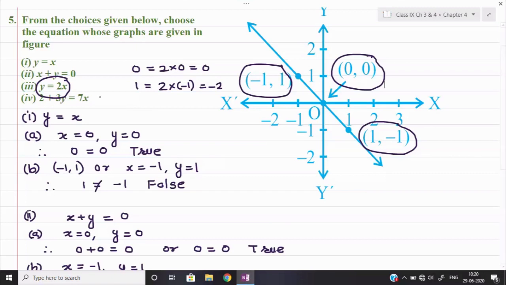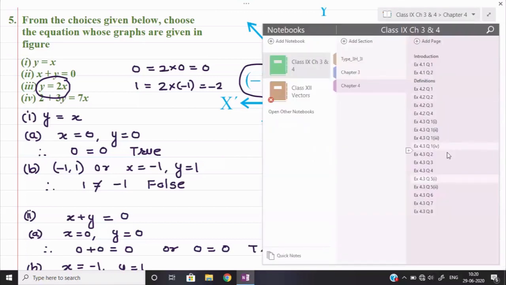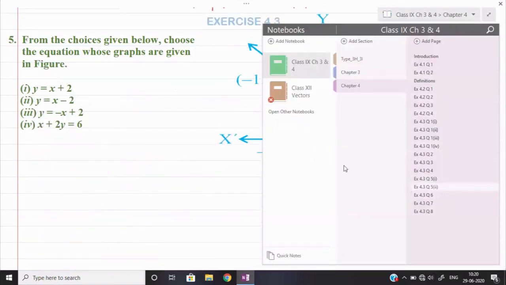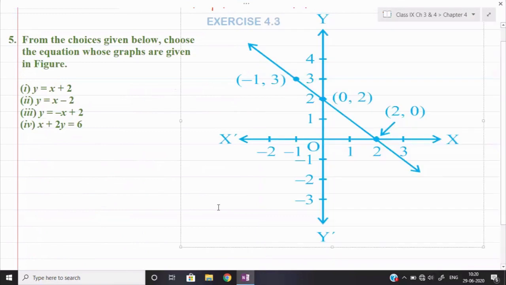Now a similar kind of question is there, that will be homework for you, the second part of this question. Check 4.3 question number 5, second part. In this question also you observe that one graph is given to us and 3 points are given. The points are minus 1 comma 3, 0 comma 2 and 2 comma 0.